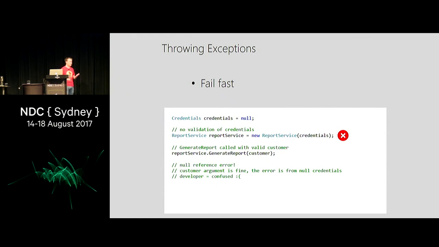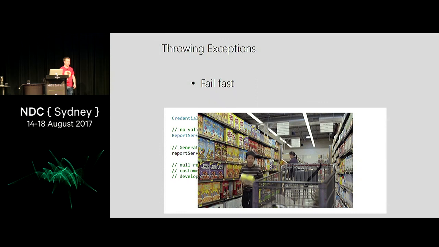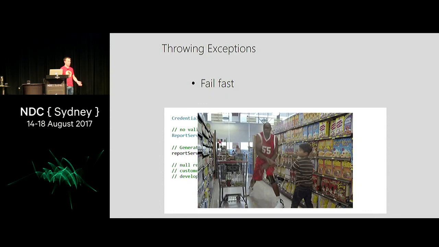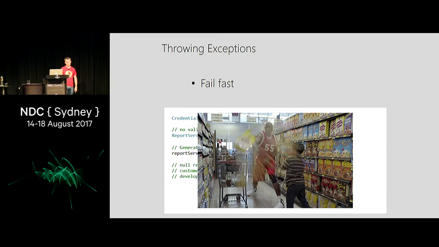So what you want to do when you're designing your API is fail as soon as possible. As soon as someone does something wrong, you want to tell them. You don't want to wait until a later date, where the kid's taking his shopping cart full of muesli and sweets up to the checkout and you tell them that they've done something wrong there. You want to tell them as soon as they put it in, no, you can't have that.